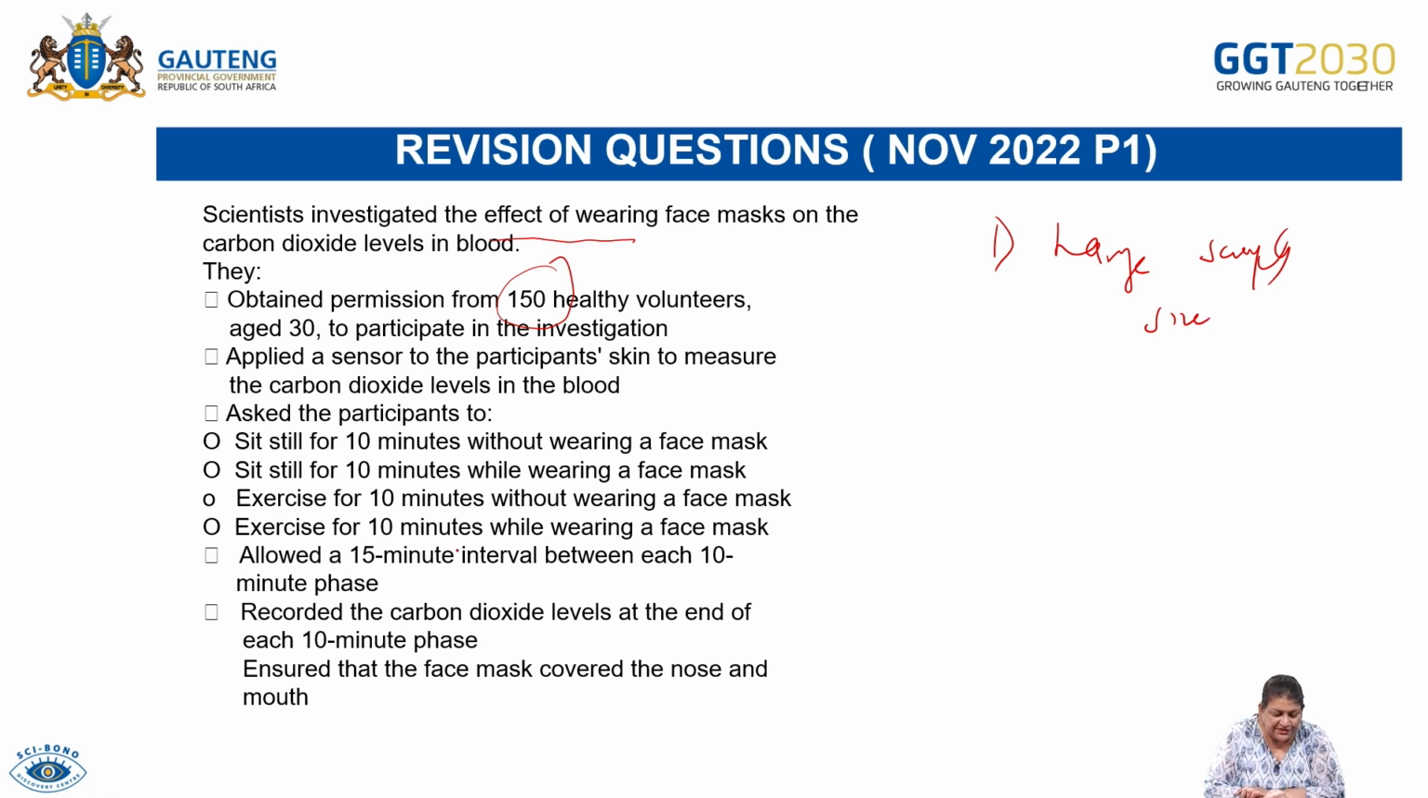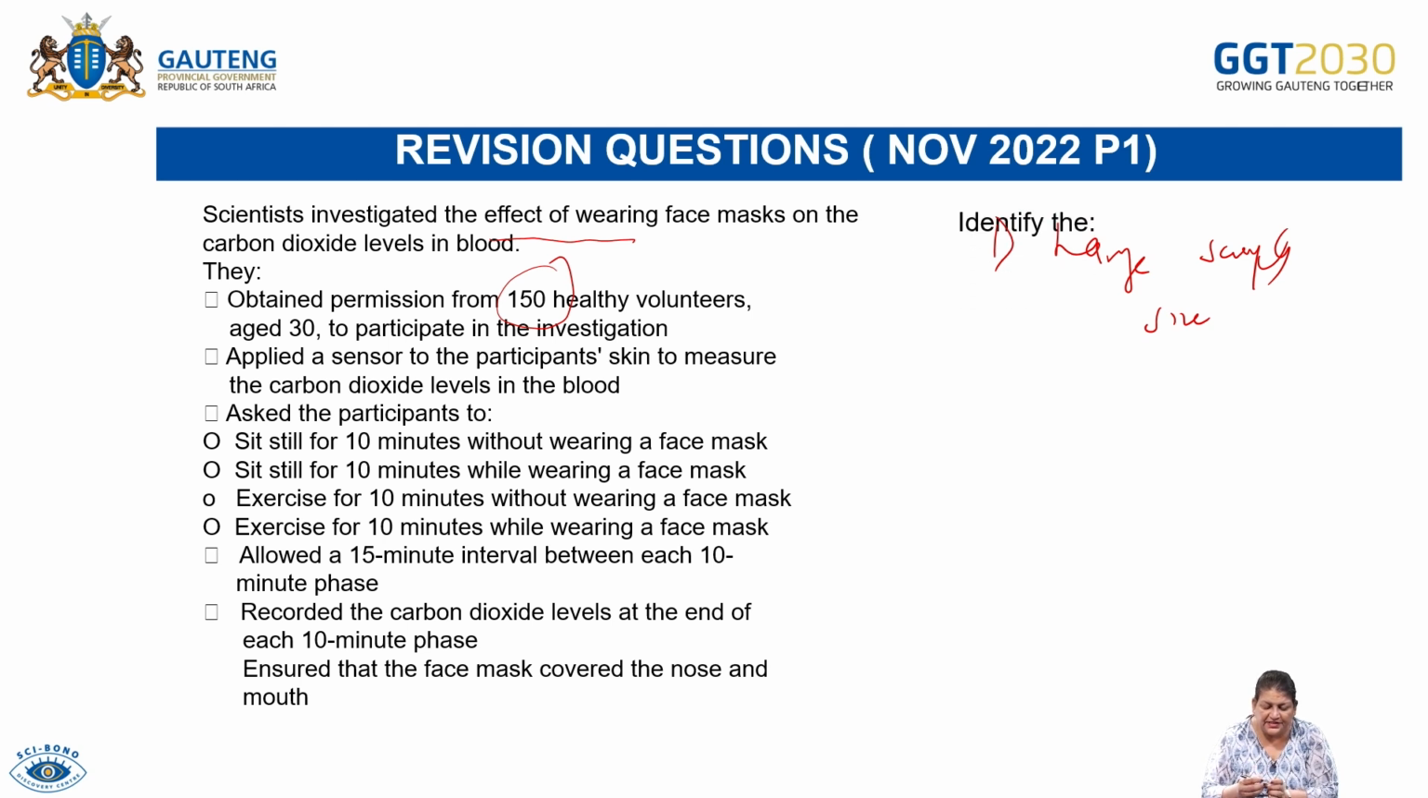So exercise for 10 minutes while wearing a face mask, and then they had a 15 minute interval between each phase. Then they recorded the carbon dioxide levels at the end of the 10-minute phase. So let's see. They also ensured that the face mask covered the nose and the mouth. Now, so far, children, you can see that this investigation is reliable. Give one reason for your answer. They used a large sample size of 150 volunteers. Right.